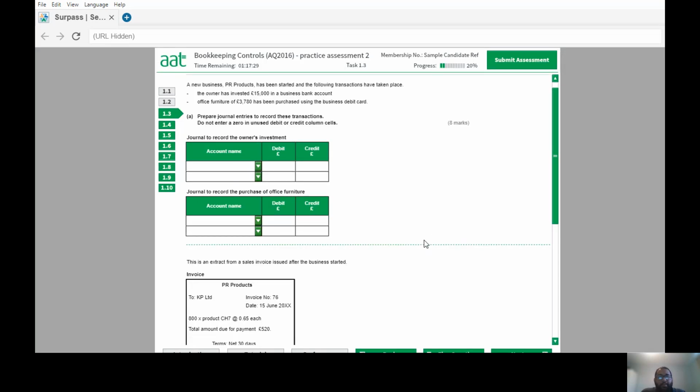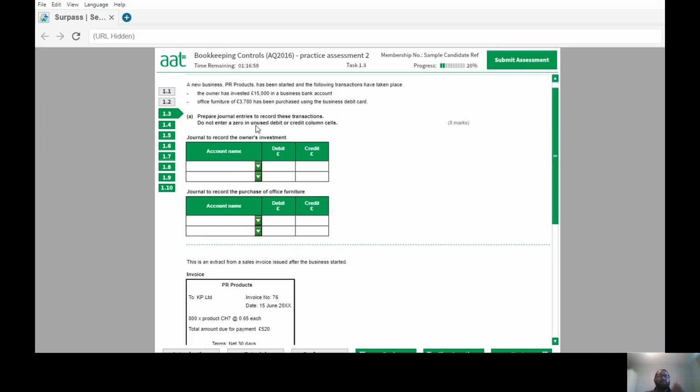A new business, PR Products, has been started and the following transactions have taken place. The owner has invested £15,000 in the business bank account, and office furniture of £3,780 was purchased using the business debit card. Okay, so you have to remember this one was used by the business debit card. If there's a business debit card, what's going to happen? It is actually going from your business bank account, isn't it? So we have to consider that fact when we enter those entries into the journal.